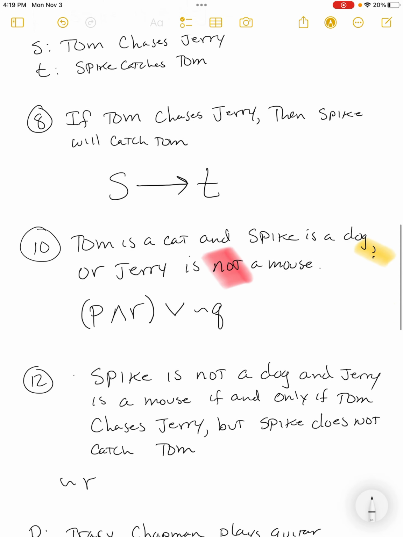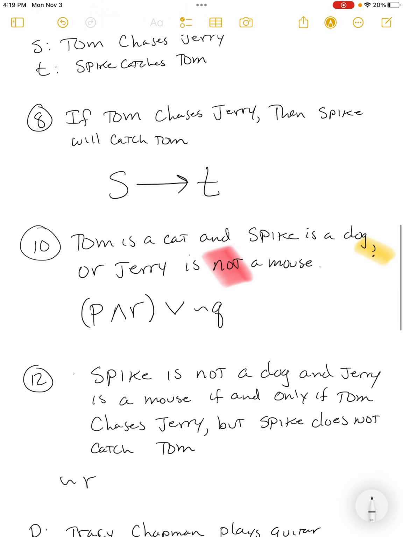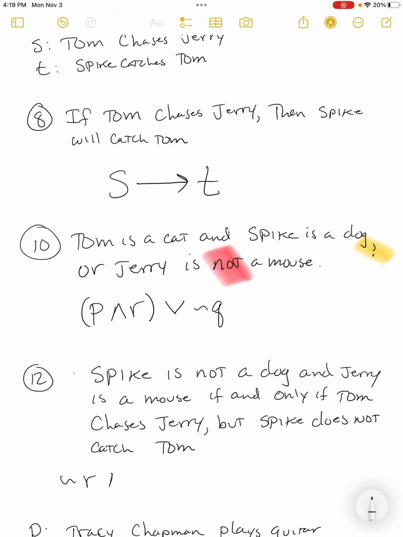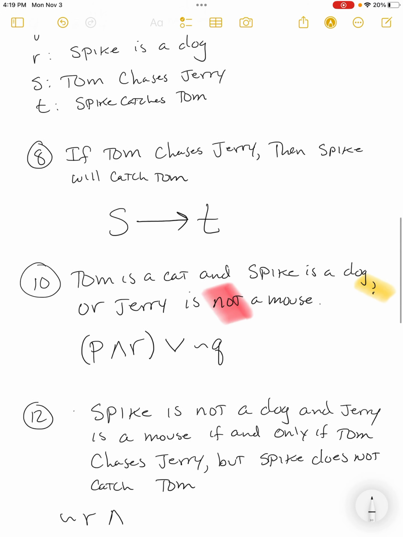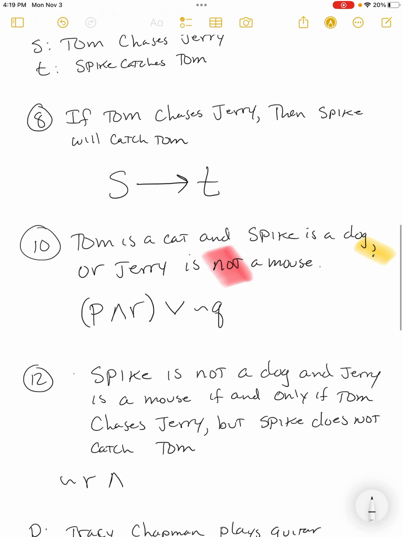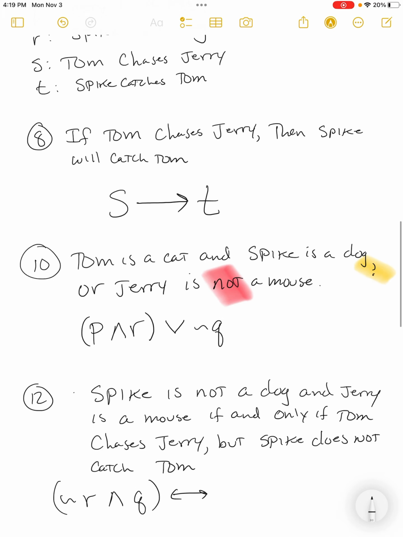So Spike is not a dog is the negation of R, right at the top there. And, well, we know what and is. It's not the V, it's the upside down V. Jerry is a mouse. Well, that's the straight out Q. So not R and Q. We're going to put that in parentheses, right? Because they're together. If and only if Tom chases Jerry, we can see that still at the top of the screen, S. But Spike does not catch Tom.